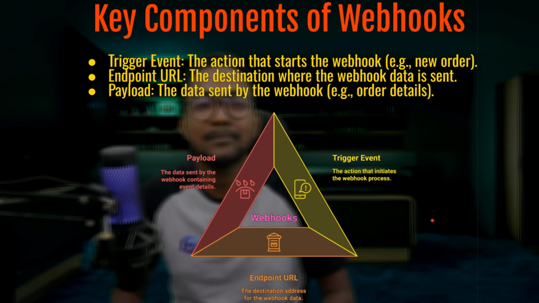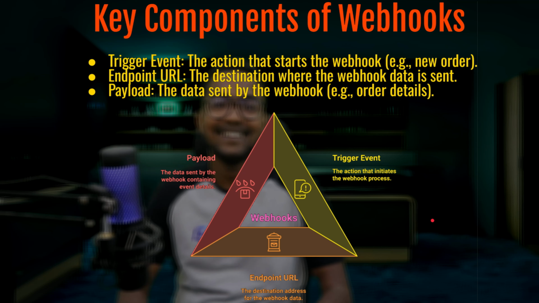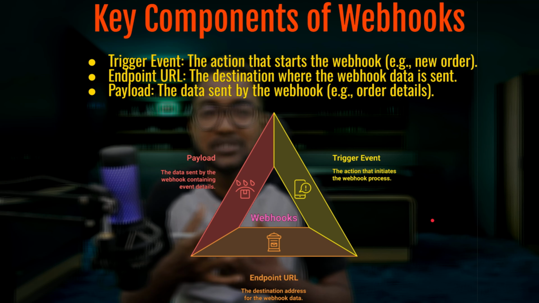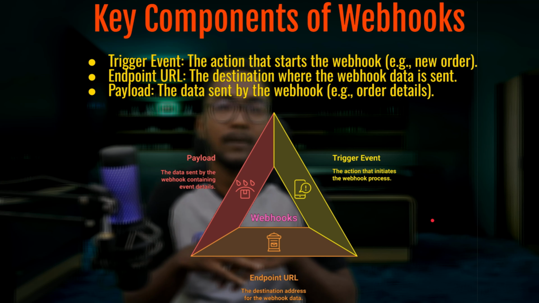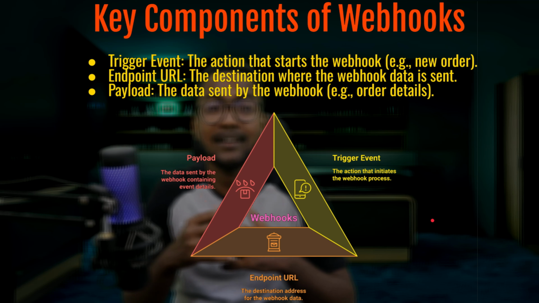This payload is typically sent in a structured format, like JSON, which makes it easy for the receiving system to process and understand. Understanding these components is crucial because they form the building blocks of how webhooks operate. Each part plays a vital role in ensuring that the data is sent and received accurately and efficiently.